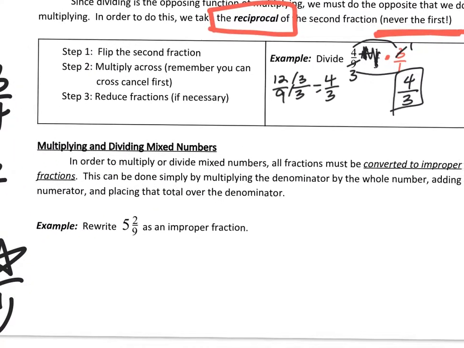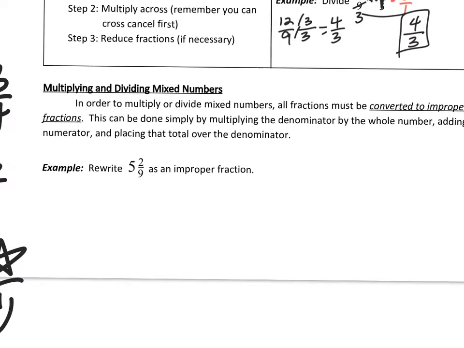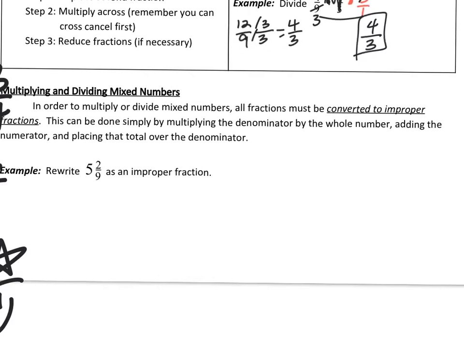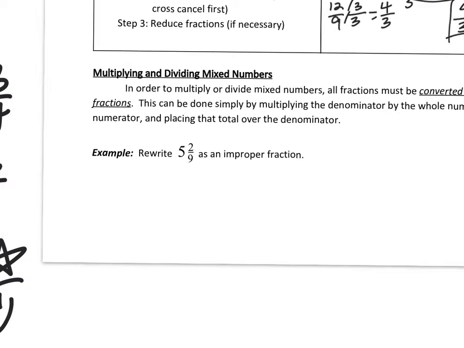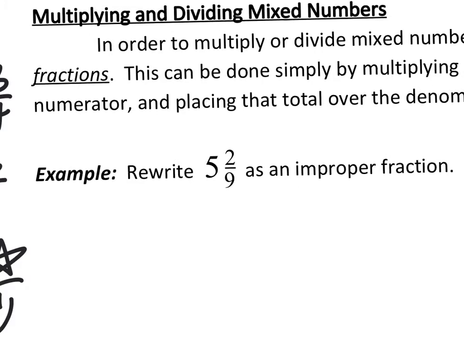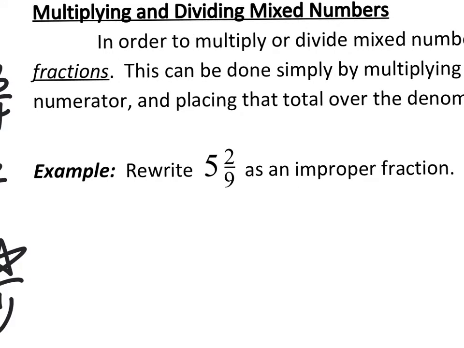Okay, so multiplying and dividing mixed numbers. You really do want to change that into an improper fraction first. Okay, especially with mixed numbers, there's really just no other way to go about it. So you're going to multiply the denominator by the whole number and then add the numerator. So 9 times 5 is 45, plus 2 is 47.